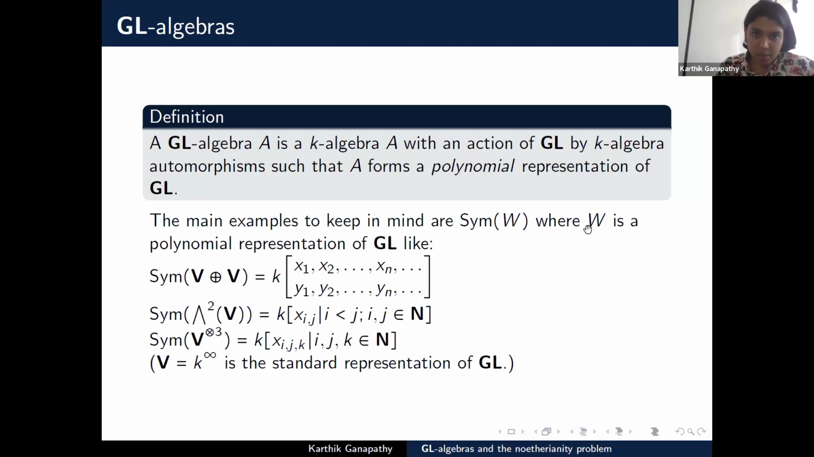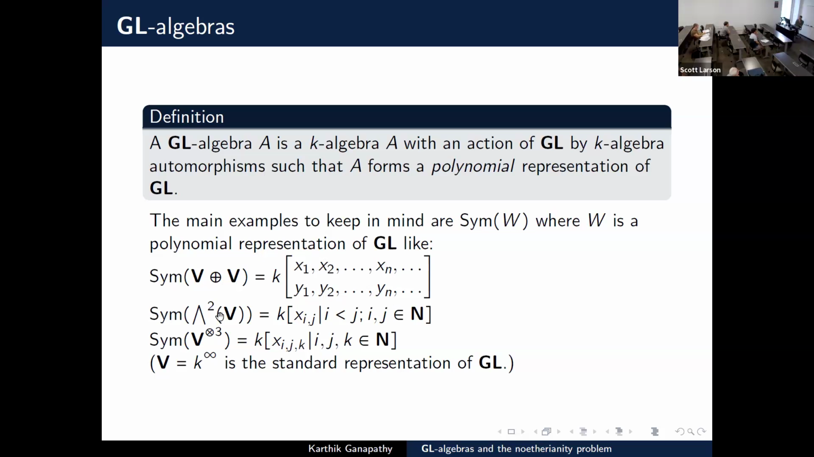The main examples to keep in mind are Sym W, where W is a polynomial representation of GL. For example, V here is the standard representation, and you can take the symmetric algebra of V direct sum V, which I identify with K adjoin x1, x2, ..., xn, and y1, y2, ..., yn, and so on. GL acts on the set of xi on its own, and it also acts on the yi on its own. There are interesting ideals, like the ideal generated by x1 y2 minus x2 y1, which are stable under the action of the infinite general linear group.